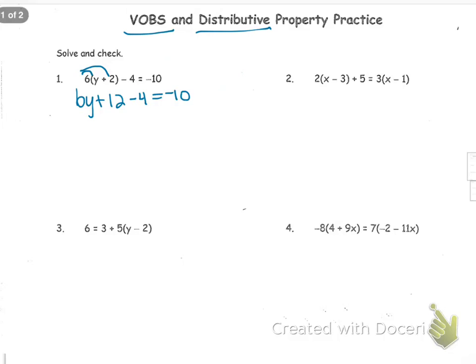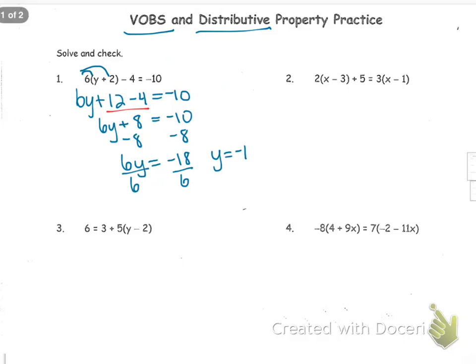Okay, then I see I have some like terms right here. So 6y plus 8 equals negative 10. Now if I want y by itself, I need to subtract the 8. So I have 6y equals negative 18, and then divide by 6, so y equals negative 3.